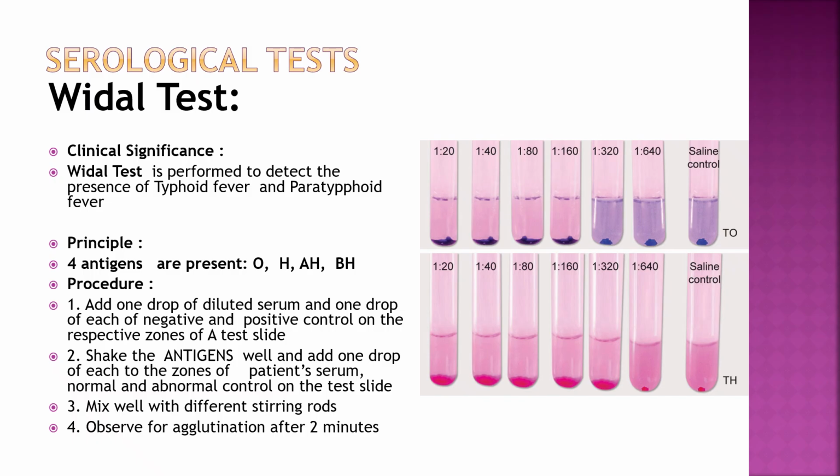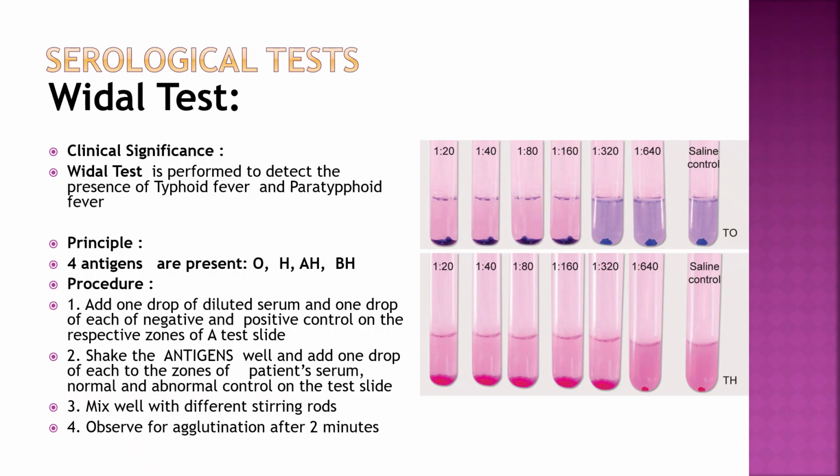Hello students, today we will see serological tests, that is the Widal test and the VDRL test. The Widal test is done for diagnosis of typhoid fever and paratyphoid fever, caused by Salmonella typhi and paratyphi A and B. What is the principle? There are four antigens: O, H, AH and BH. O is blue color, and H, AH, BH are pink color reagents.